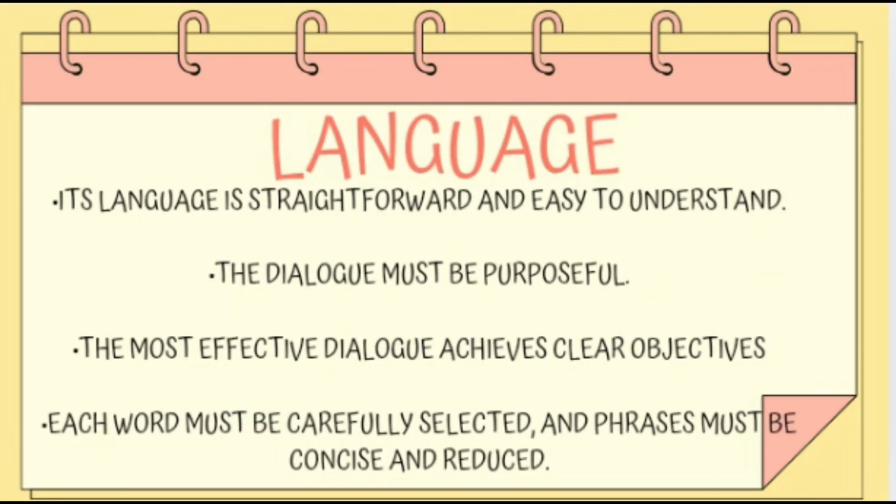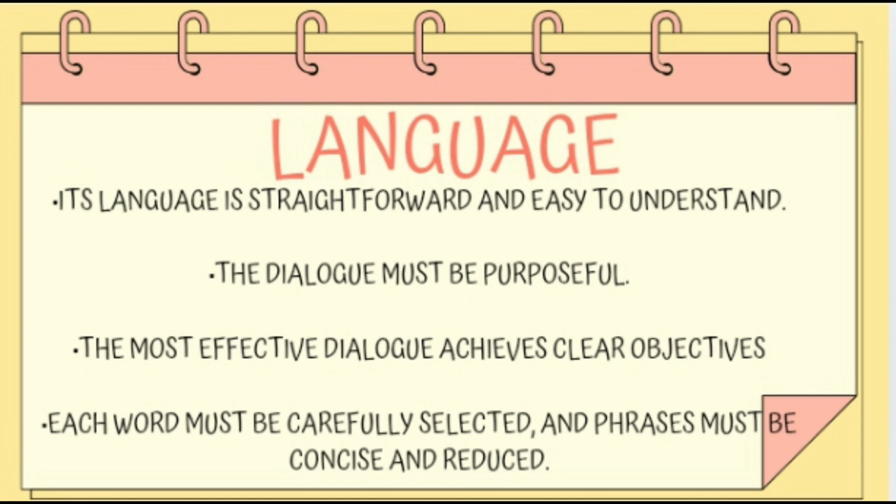The last is language. Language in a one-act play is straightforward and easy to understand. The dialogue must be purposeful. The most effective dialogue achieves clear objectives, and each word must be carefully selected and phrases must be concise and reduced. So, language in one act play, class, is simple, clear, and direct. Since the play is short, every line of the dialogue must have a purpose.